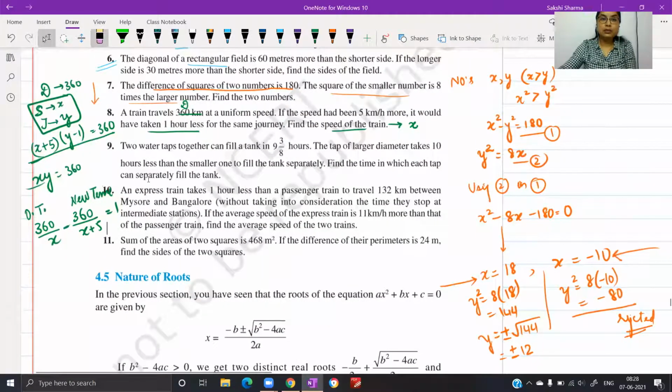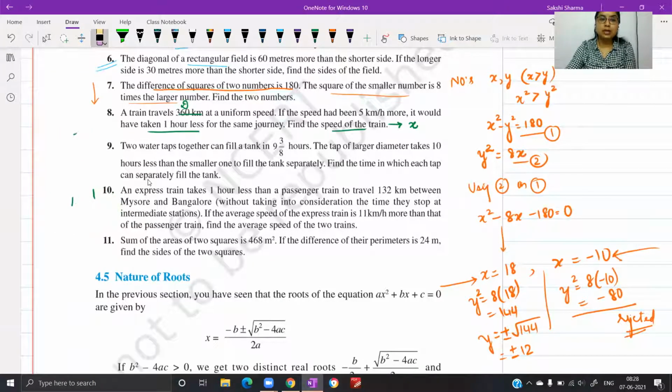Question number 9. This one is similar to the time taken to finish a job. You're given 2 water taps together. This is an important question, question number 9. Although I would say the whole of the exercise is important, this particular question, question number 9, is important. You would see it in board papers.